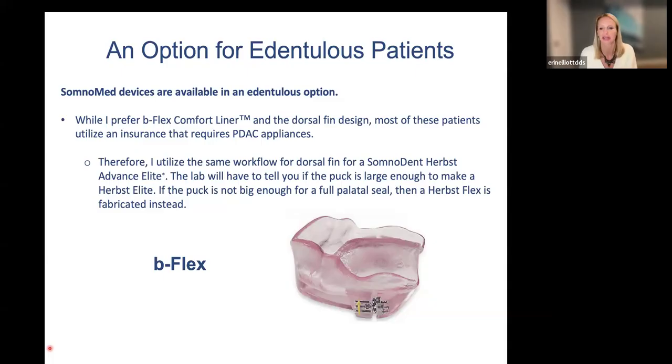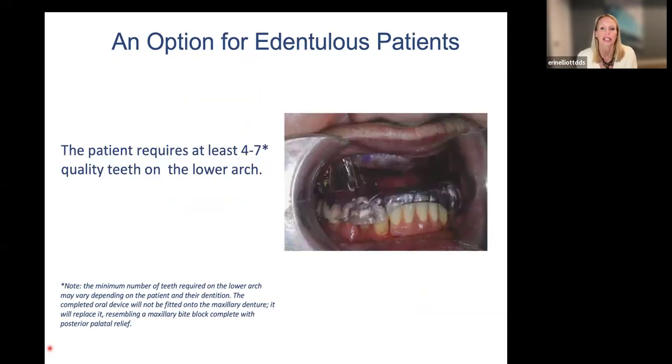Herbst Flex, it's very strong too. It's just a little different material. And this is from Somnomed. The patient requires at least 4 to 7 quality teeth in the lower arch. But I'm not one to follow all of the rules, and I want to get my patients the help they need. So that's where I've experimented with the fully edentulous mandibular arch and had success.